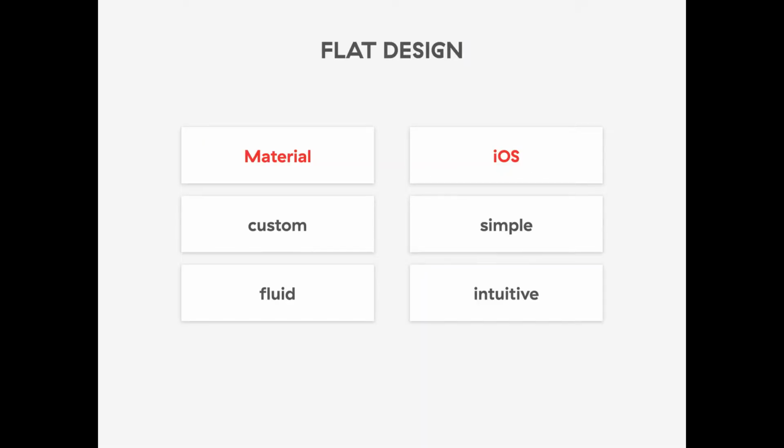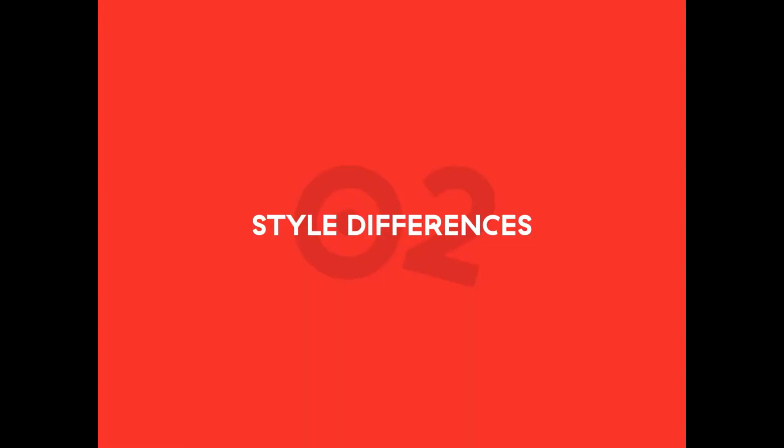So, both platforms have reached the era of flat design, but there are some certain differences in their design philosophy. Material design is more oriented to customizable and fluid interfaces, and iOS has always been more oriented towards simplicity and intuitive interfaces. Their core philosophy is the basis of their specific style characteristics, so let's go through some general style comparison.